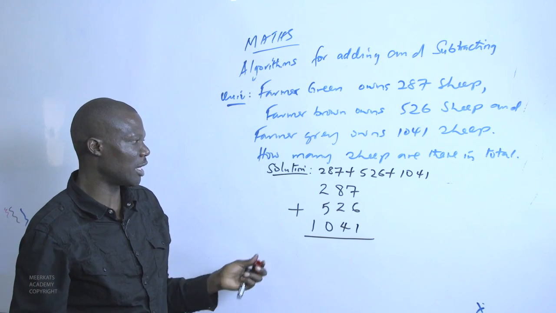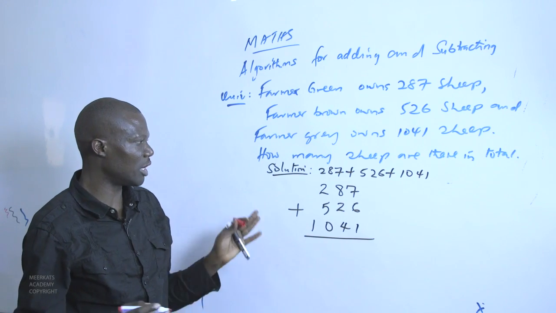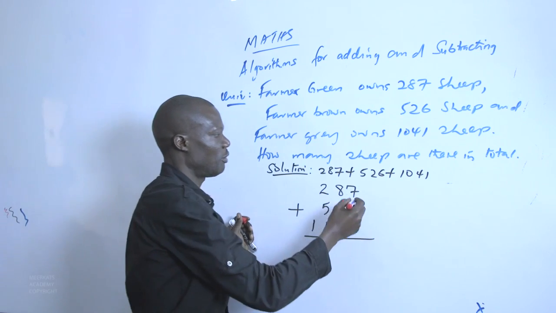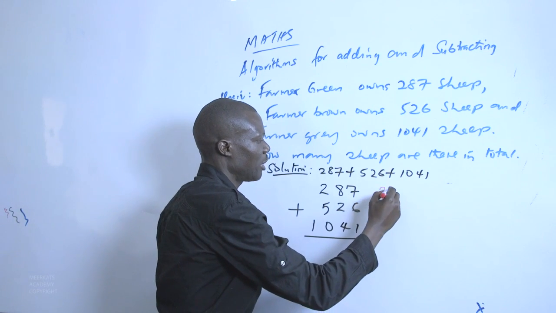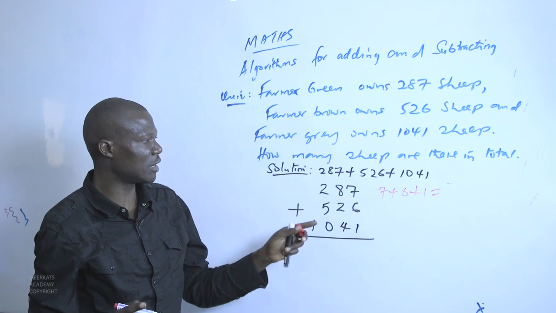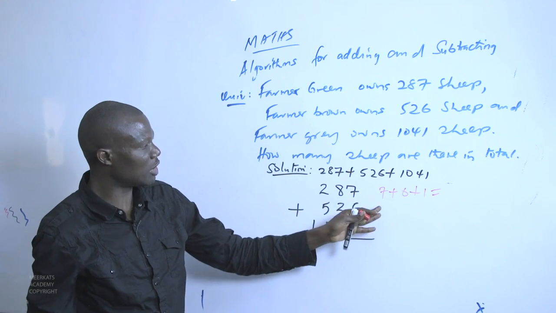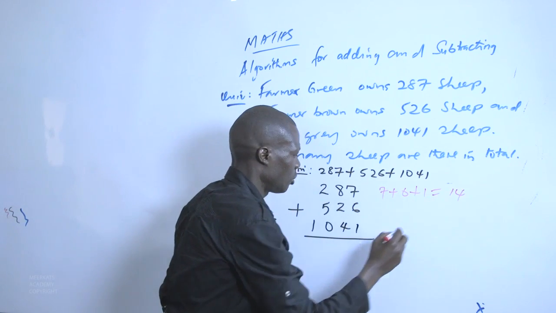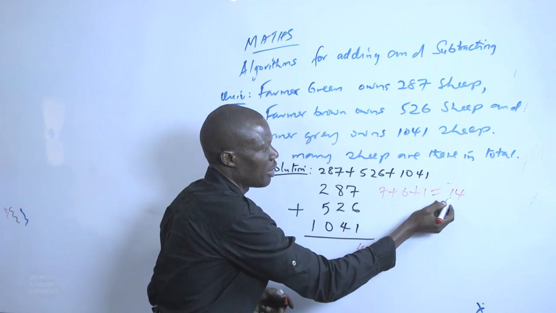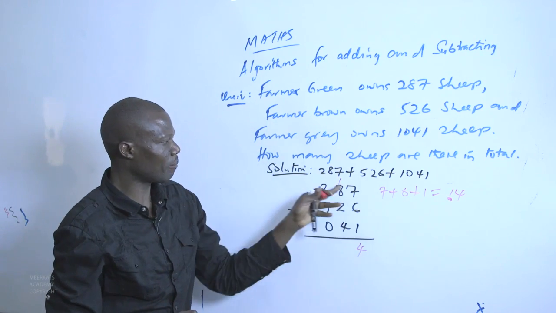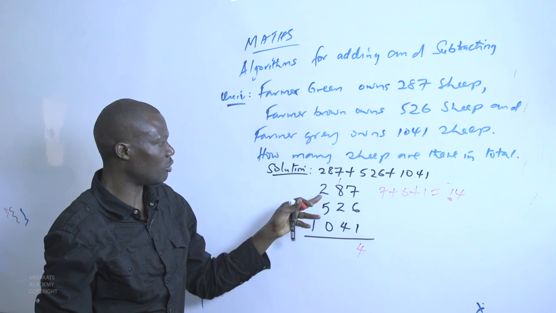As we have seen earlier on, we shall look at each column independently as we add from the right to the left. So the first column is 7 plus 6 plus 1, this gives us 14. So we shall have 4, carry 1. When we carry 1, it will be carried to the next column of tens.